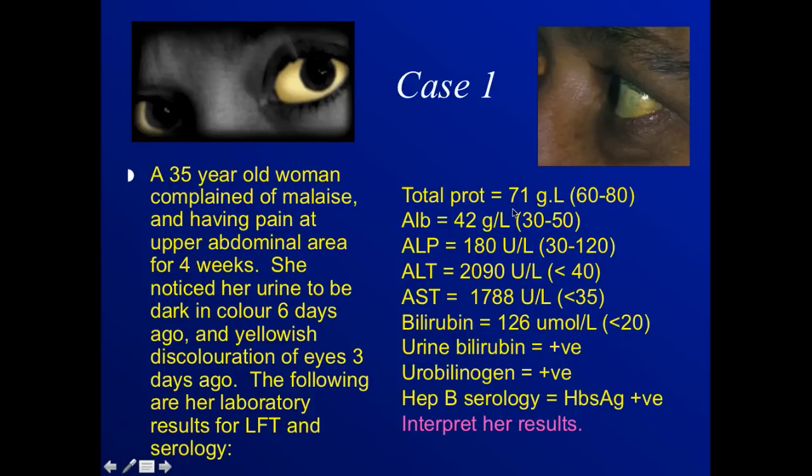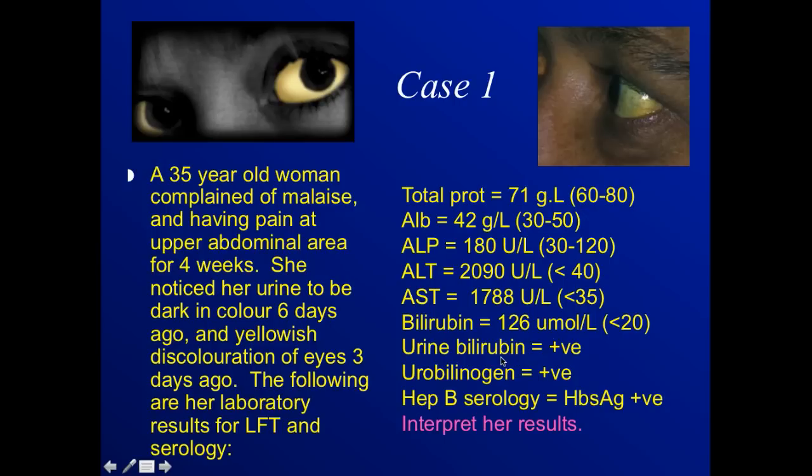The total protein is 71 gram per liter, the normal is 60 to 80. Albumin is 42, normal is 30 to 50 gram per liter. ALP stands for alkaline phosphatase, which is 180 unit per liter, and the normal should be 30 to 120. The alanine aminotransferase is 2090 unit per liter, normal should be less than 40. And the aspartate aminotransferase is 1788 unit per liter, and the normal range should be less than 35, with bilirubin 126 micromole per liter, which normal should be less than 20 micromole per liter.